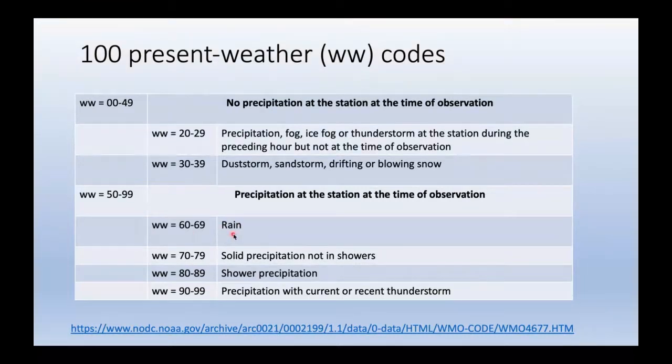So the 60s are basically rain. The 70s are basically solid precipitation, mostly snow, but there are also things like snow rains and snow pellets in there. The 80s are exclusively associated with showers of precipitation, whether frozen or liquid. And the 90s are generally associated with current thunderstorms. So we have a lot of detailed information as to what's going on if you know which code you're looking at.